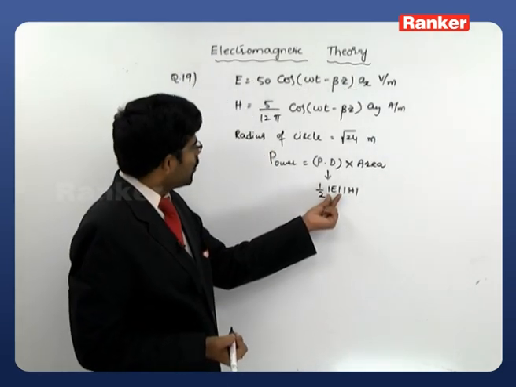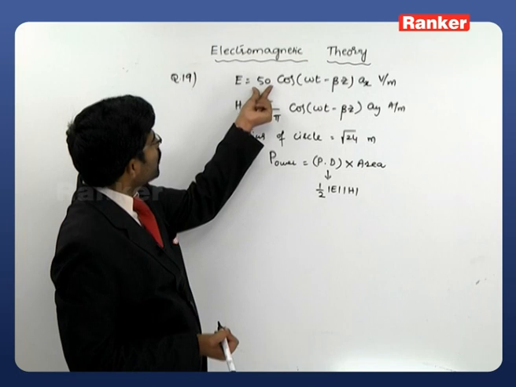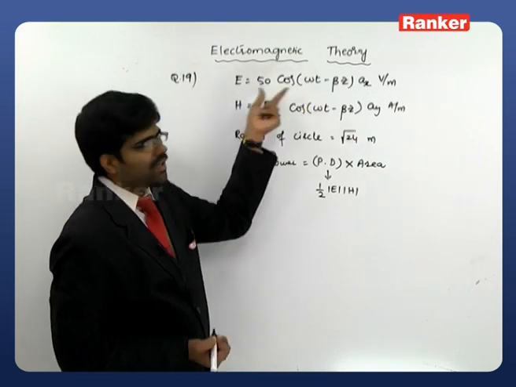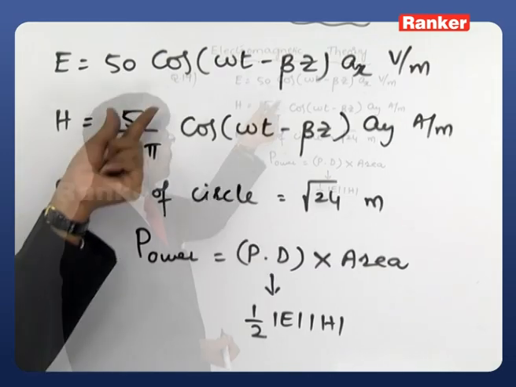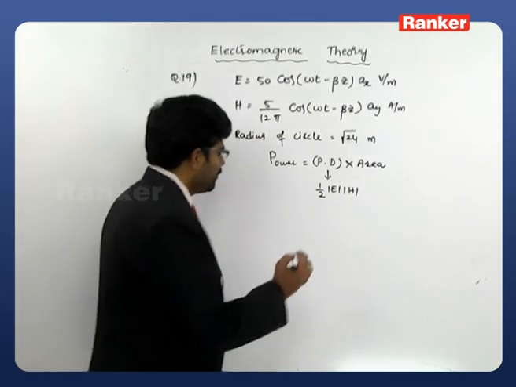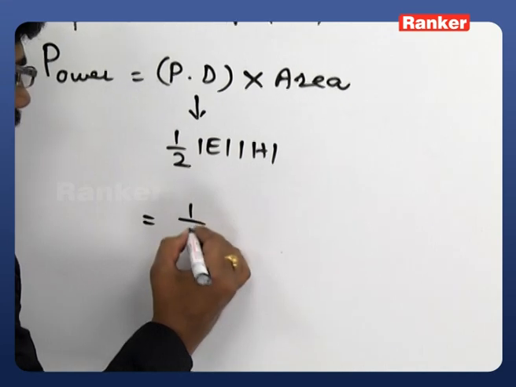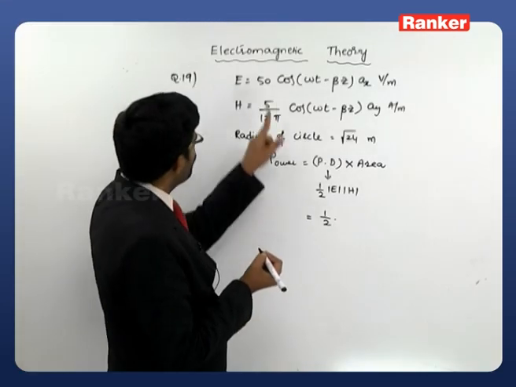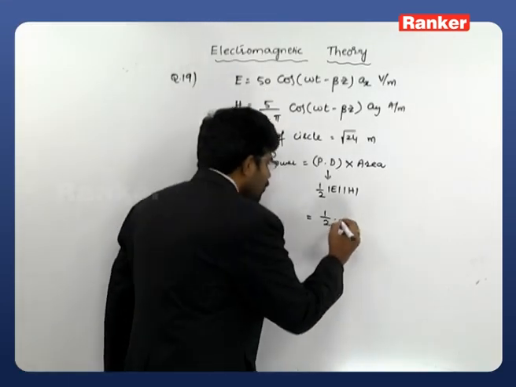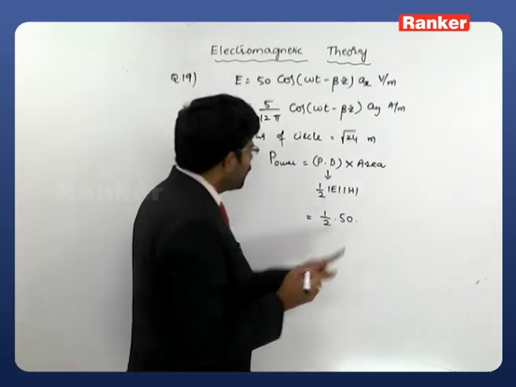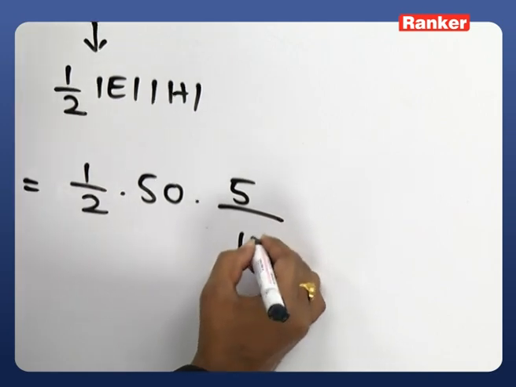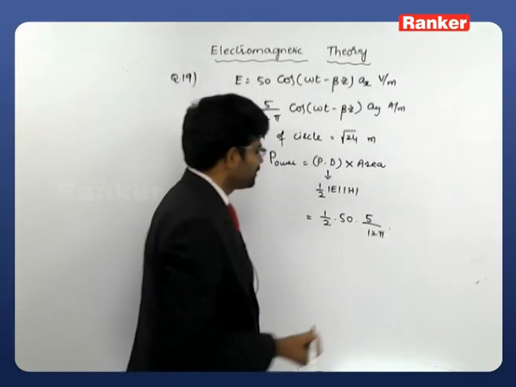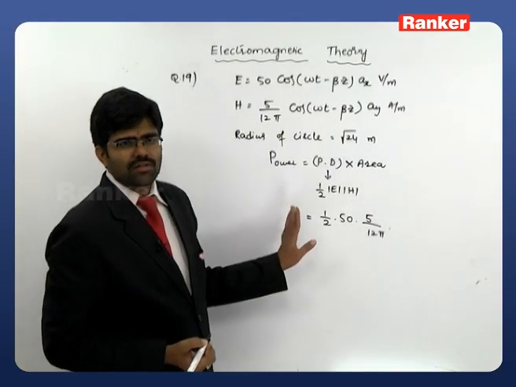The magnitude of E, directly take it as 50, nothing more than that. The remaining entire term is just for wave phenomena, right? Magnitude of H is 5 by 12 pi. So directly I am writing 1 by 2 multiplied with the magnitude of E, which is 50, and the magnitude of H, which is 5 by 12 pi.